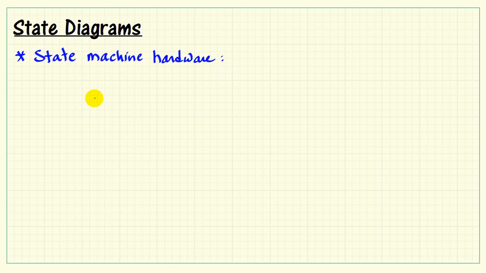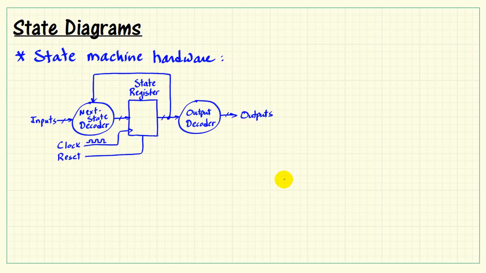State diagrams describe the behavior of state machines. I think it's helpful to link the state machine hardware structure with the state diagram, so let's do that first. We begin with the memory element called the state register. The present state is combined with the external inputs by the next state decoder to generate the next state to be developed into the state register.